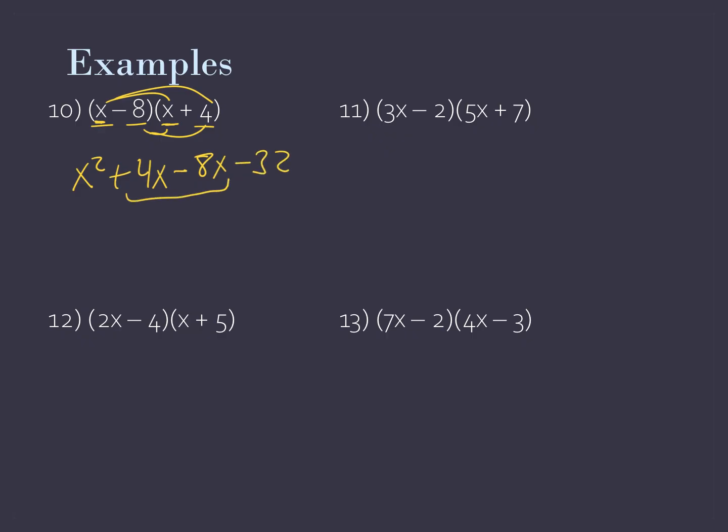And then you want to combine like terms, right? I have a 4x minus an 8x, that's going to get me a -4x. And then everything else stays the same.